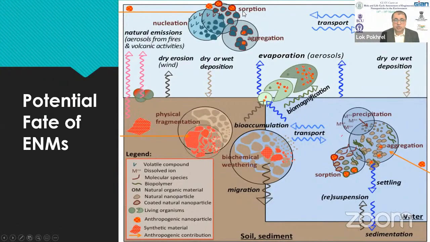There can be absorption with naturally occurring materials, or naturally occurring microparticles, nanoparticles, all kinds of ions and ligands could absorb onto the nanoparticles. There can be deposition of nanoparticles from the air to the water as well as to the soil. They can enter the living organisms, so there could be some amount of bioaccumulation. We are not sure whether or not biomagnification occurs, but in this slide you can see there is some biomagnification being shown.